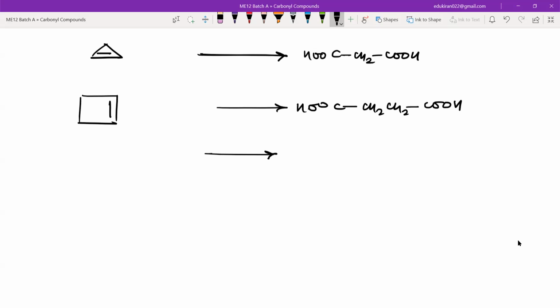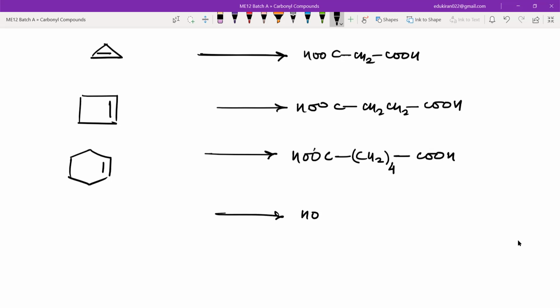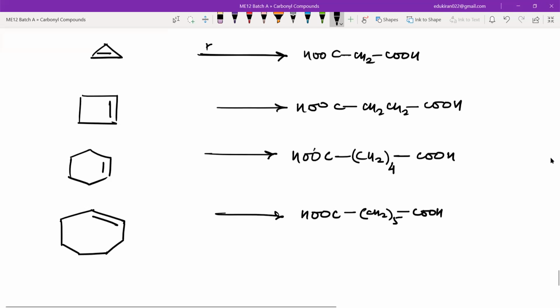Similarly, we made glutaric acid; I'm not going to make it once more. And what is after glutaric? Adipic acid. Adipic acid has HOOC, and how many carbons do we have here? Four carbons, right? So in this case we will have cyclohexene. Further, if I want to make HOOC, CH2 whole 5, COOH, then I'm going to have cycloheptene. And in all of them, I am going to use KMnO4, some H plus and heat.